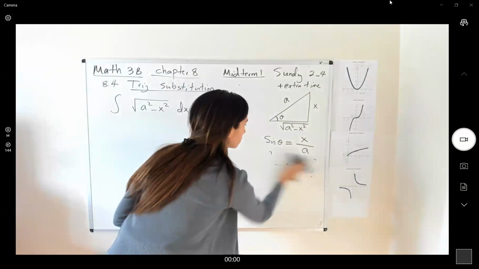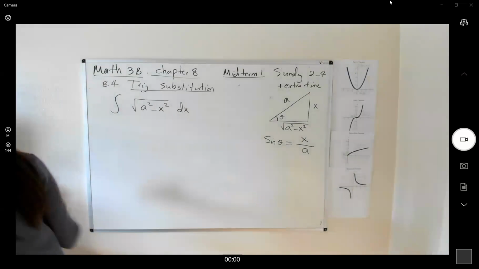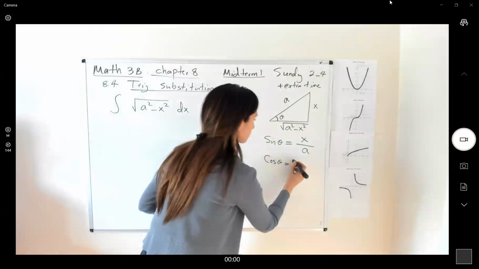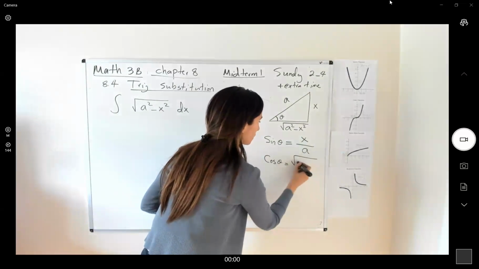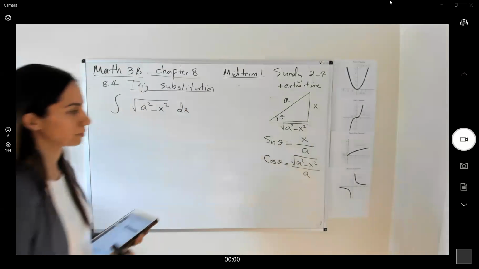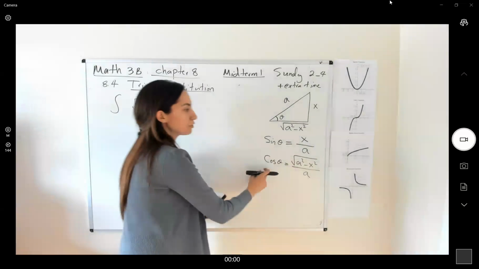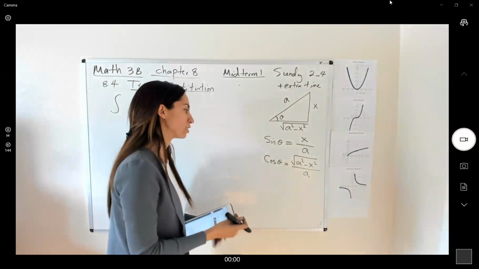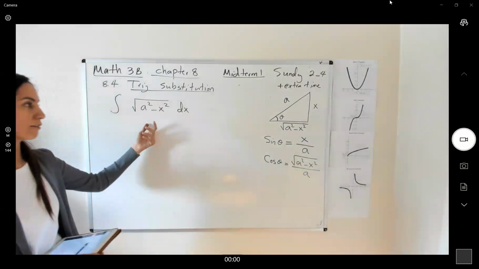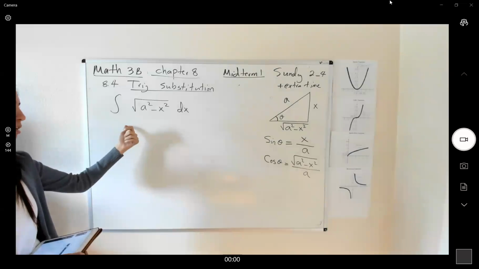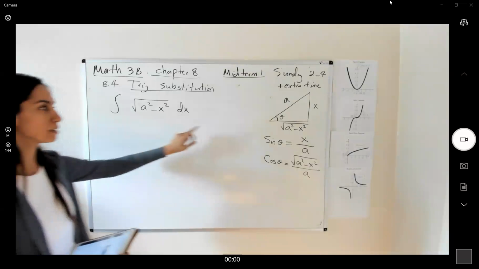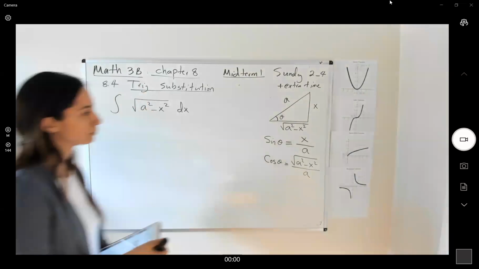So cosine theta is equal to adjacent, the square root of a squared minus x squared, divided by a. You can do the division between these two and find tangent, or flip them to find cotangent. So as you can see, we can connect any integral having the square root of a squared minus x squared to a right triangle.